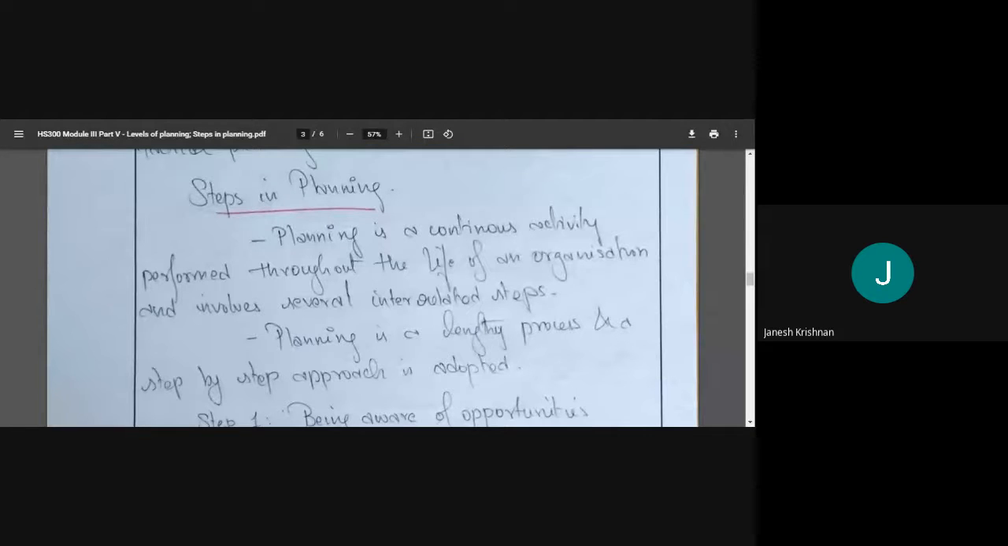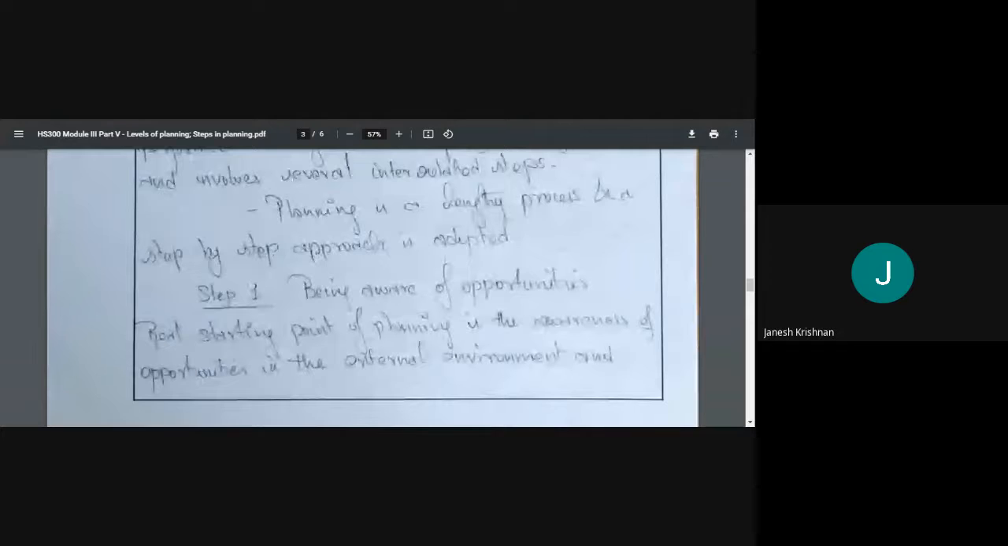So we need to be careful about this, right? Planning is a lengthy process, and a step-by-step approach is adopted. And what are the steps? The first step is being aware of the opportunities, right? We need to understand that there is an opportunity there. The manager or whoever is at the top level needs to identify that there is an opportunity. Okay? Being aware of an opportunity.